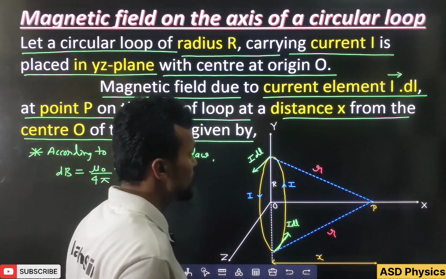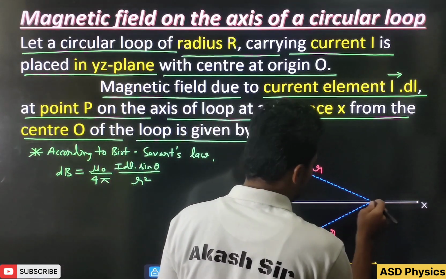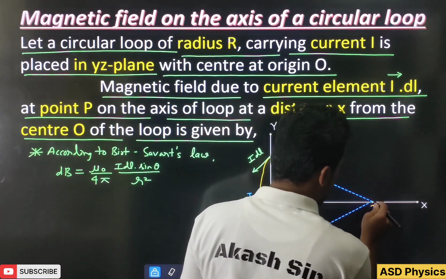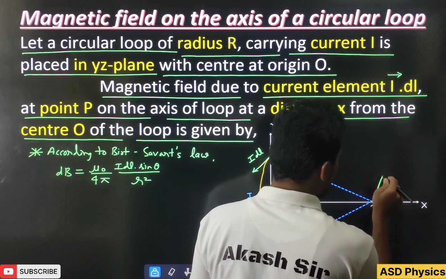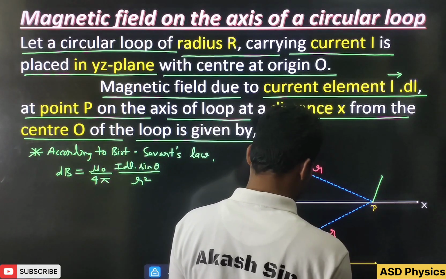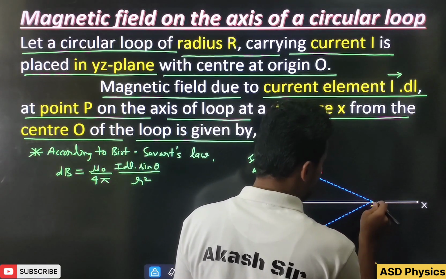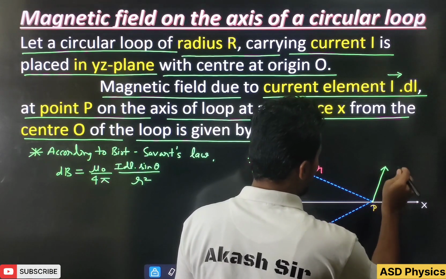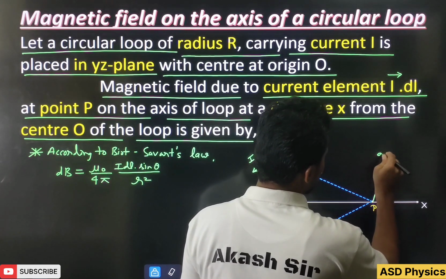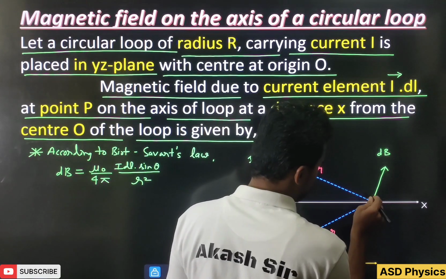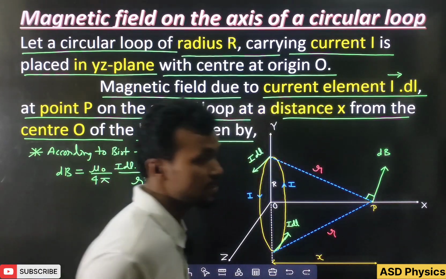Because of this I dl, the magnetic field will be perpendicular to both of them. Remember this by the Biot-Savart law. Very important. Now this one we will call dB, and this angle is 90 degrees.